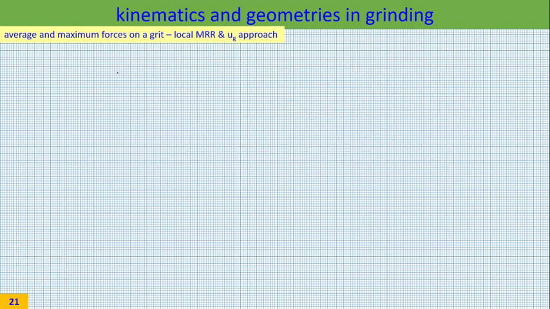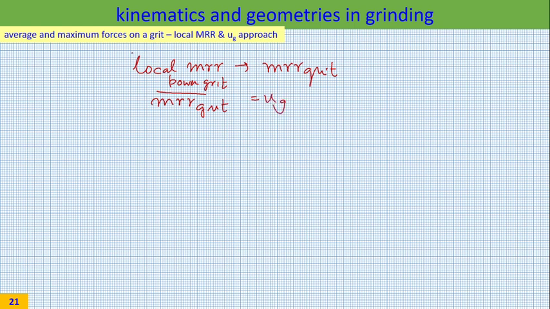So the local material removal approach is something like this. Local material removal rate is nothing but material removal rate at grit level. So material removal rate at grit level divided by power at grit level should give me UG. So this is our proposition. With this proposition, we will find out how much power is consumed by a grit, and what is the material removal rate at a grit. If you take the ratio, you will get UG.